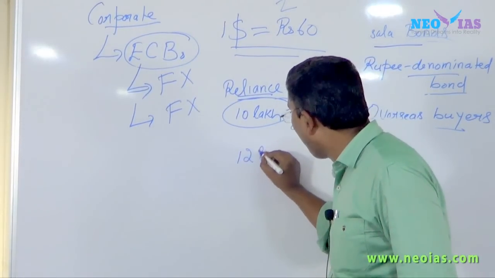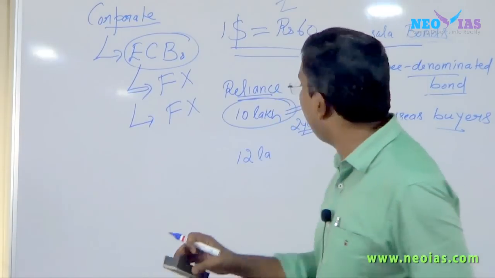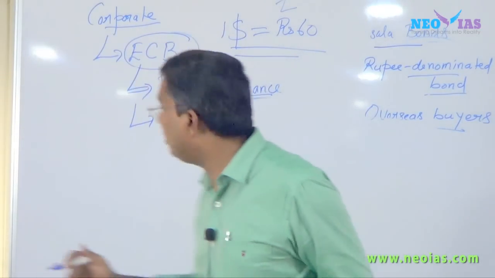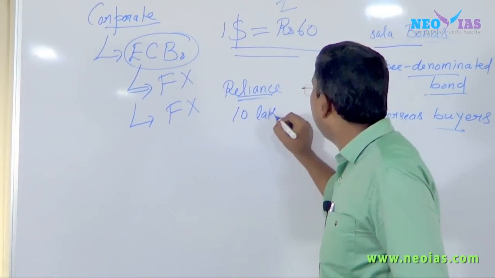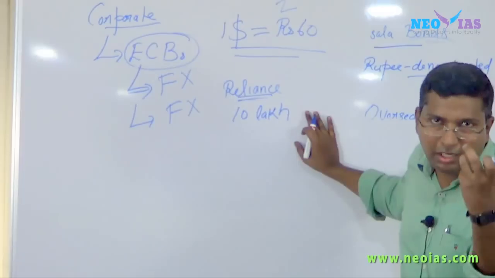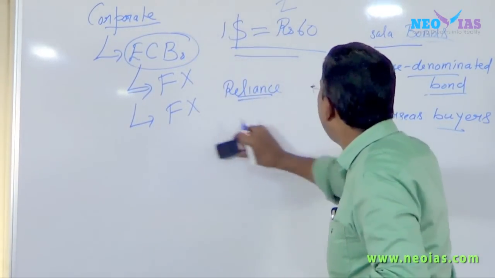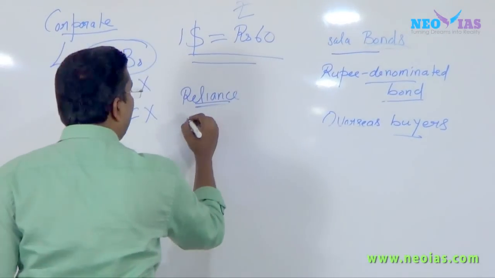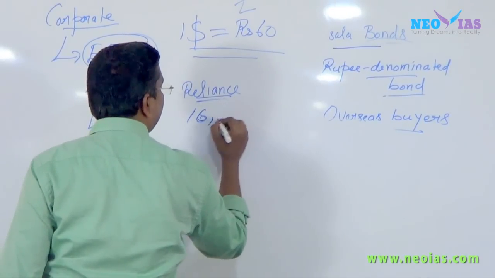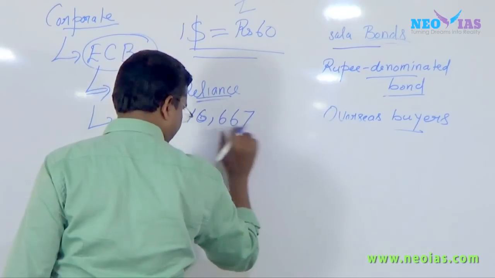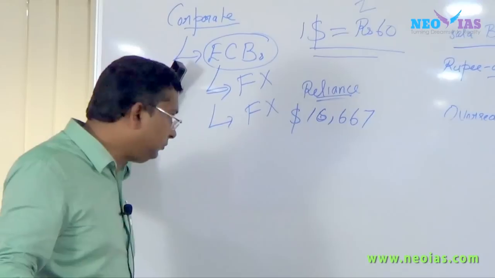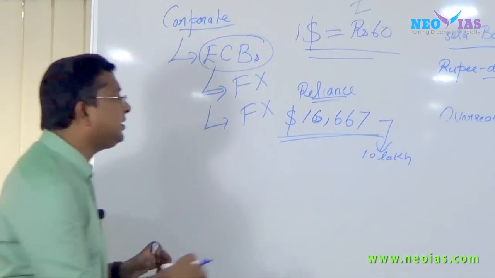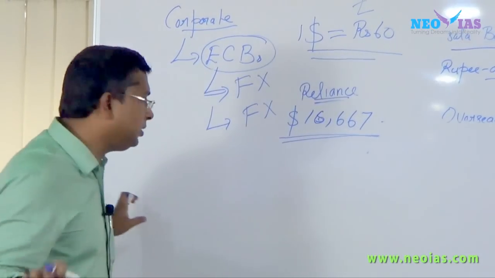After 2 years it will pay back. It requires 10 lakh, but for external commercial borrowing, the 10 lakh has to be converted, because it can get the money only in foreign currency, not in rupees. If $1 is 60 rupees, he is raising approximately $16,667, for which he will get 10 lakh Indian rupees. He promises to pay back $20,000.